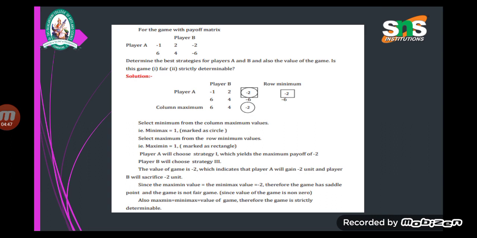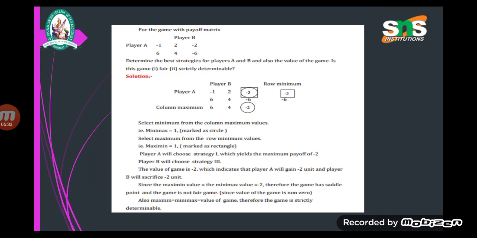Now let's see one example for a game. The payoff matrix is given for player A and player B. The matrix is -2, 2, -2, 6, 4 and -6. Determine the strategy for players A and B, and whether the game is a fair game or a strictly determinable game. For that, first we have to find the row minimum. From -2, 2, -2, we have a minimum value of -2. In the second row, 6, 4, -6, minus 6 will be our minimum. Of those minimums, we are going to select a maximum value. That maximum value is -2.